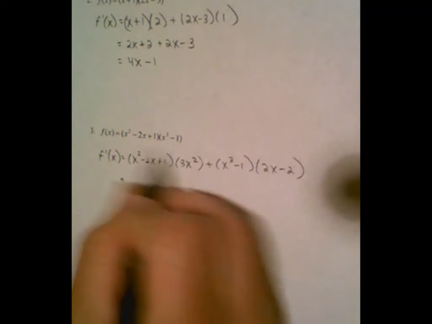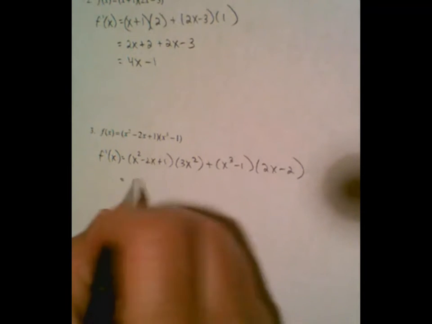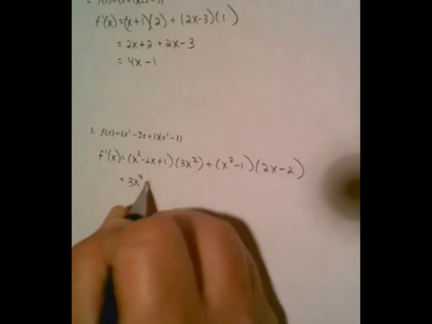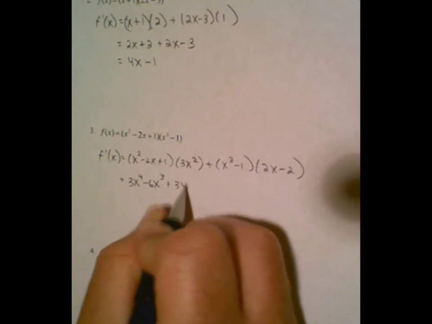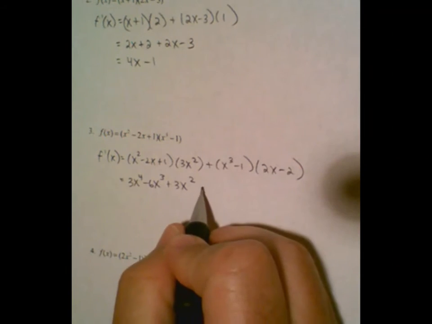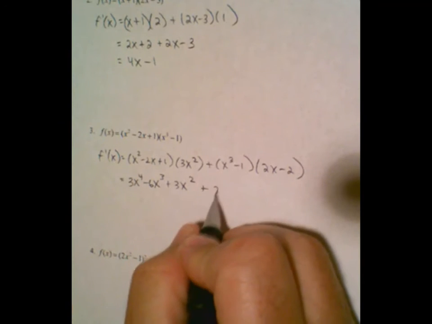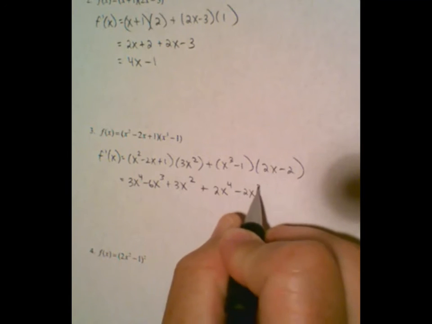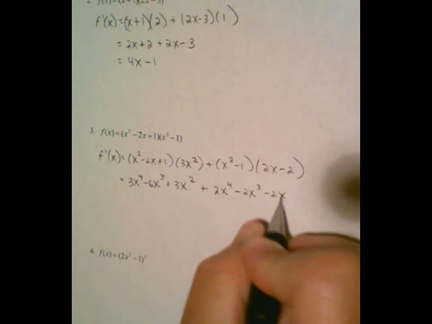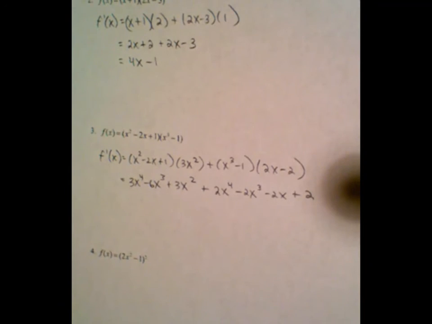So I have to distribute the 3x squared to everything. So it becomes 3x to the fourth minus 6x to the third plus 3x squared. And here we have to FOIL. You end up with 2x to the fourth minus 2x cubed minus 2x plus 2. And then once again, we combine like terms.